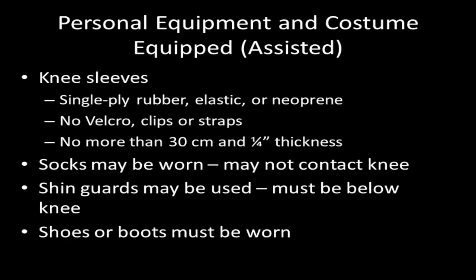Like in the raw category, knee sleeves are authorized, and if worn, they must be single ply rubber, elastic, or neoprene. They may contain no Velcro, clips, or straps. They may be no more than 30 centimeters wide and 1/4 inch thick. Also, as in the raw category, you may wear socks, but they may not touch your knee. You may wear shin guards, but they must be below your knee, and you must wear shoes or boots.